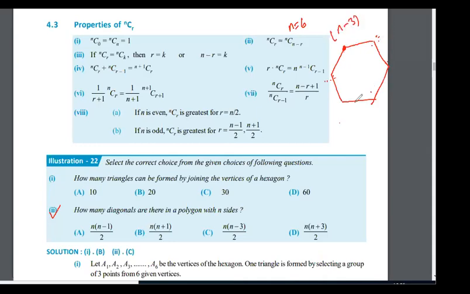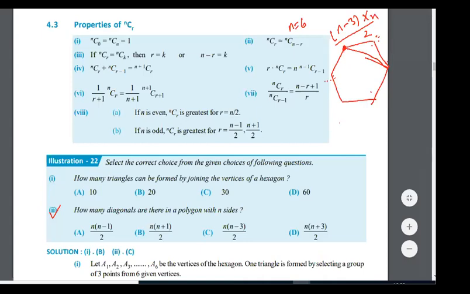And how many vertices do we have? N vertices, so into n. But if I talk about this diagonal and this diagonal, they will be the same, so divided by 2. Okay? Got it? Yes or no? Got it, everyone? Tell me yes or no. Everyone, are you getting how it is n into n minus 3 by 2?